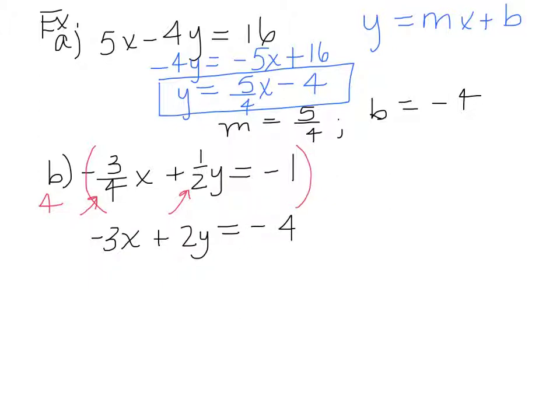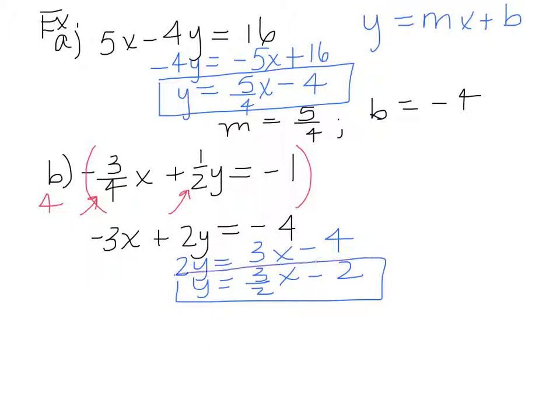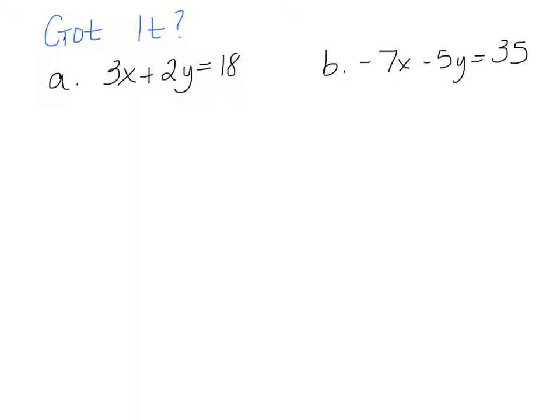Now that makes it easier for us to get y by itself. So I'm going to add the 3x and divide everything by 2. And there's our equation, where m is 3/2 and b is negative 2. Okay, try these two problems. You're going to write the equation in slope-intercept form and then identify the slope and the y-intercept. Okay, pause the video and try it.